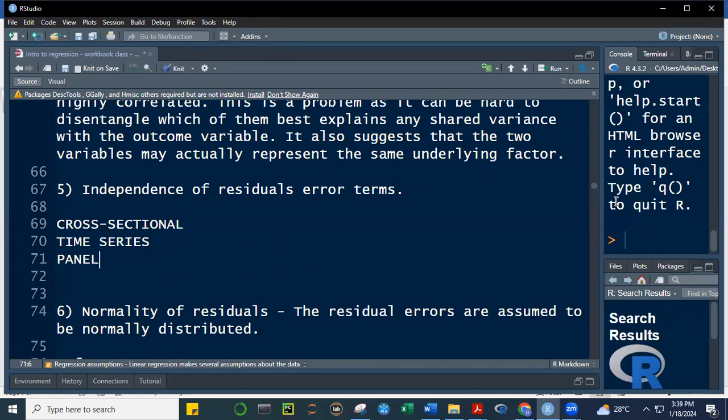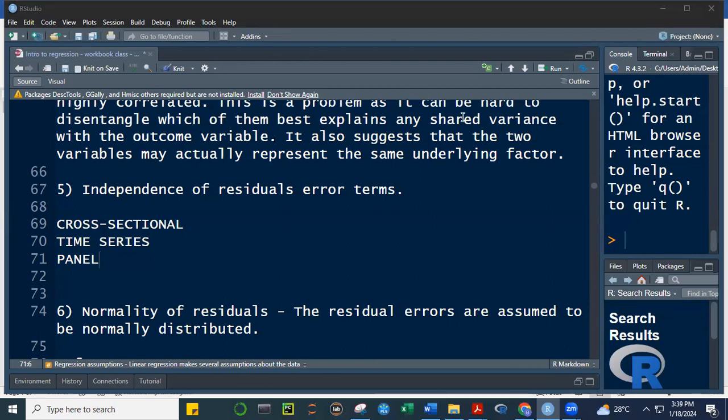The answer, class, is saan, class? Ayan, okay. Saan dito, class? Dito ba? Cross-sectional ba? O time series or panel? Saan tayo magkakaproblema? Okay. Yes, thank you. You're correct, no? Panel data, class. Bakit, class, mas magkakaproblema tayo sa panel o kaya sa time series?